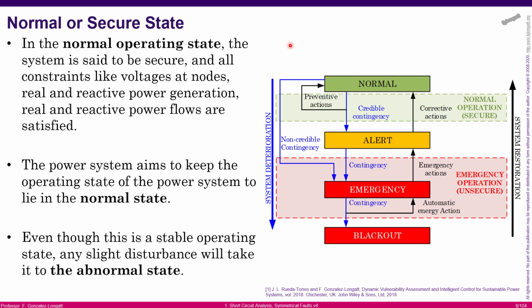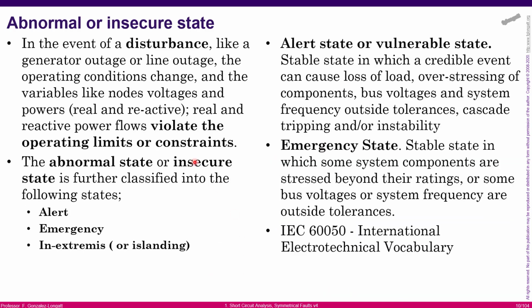We have the normal state, that is when we are working inside the limits. If something goes wrong and we start to work outside the limits, we are going to an abnormal state. How bad the situation is will define if we are in alert, emergency, blackout, in extremis, or if we are starting to restore the power system, okay? What I need you to understand is that a normal situation is a secure state. Insecure states mean there is risk that something can go wrong, okay?